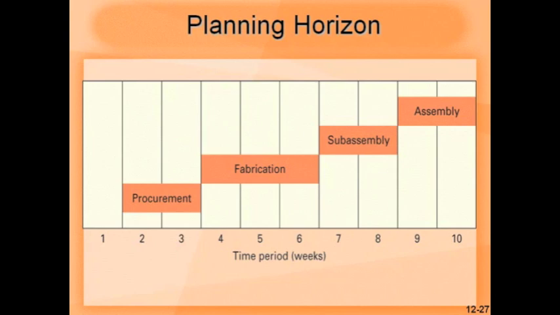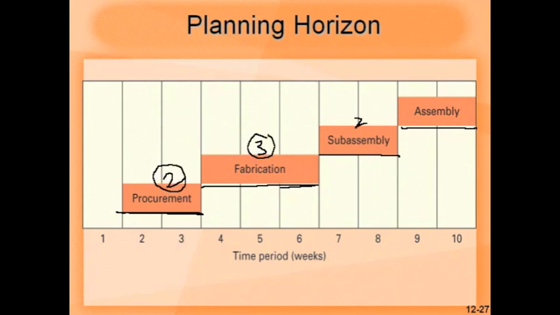This is the planning horizon for master schedule, which includes the complete or cumulative lead time. Starting from procurement, let's say it takes 2 weeks, then fabrication takes 3 weeks, sub-assembly about 2, and then final assembly about 2 weeks. So cumulative lead time will be 2 here, 3 here, 2, and 2. So 9 weeks is the cumulative lead time.